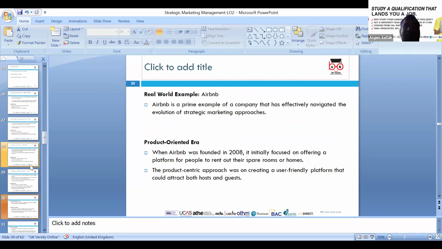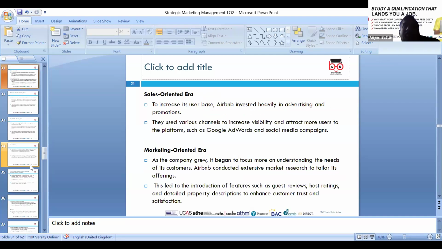We had a discussion about Airbnb and other suppliers. In the product-oriented era, we look at making the product according to the family-centric needs, and according to taste and wishes. Think about Pepsi's cherry flavor, different flavors of Pepsi, diet Pepsi. So these are becoming huge. In the sales-oriented era, to increase its base, Airbnb invested heavily in advertising and promoting. We can look at the marketing-oriented era because a lot of marketing is being conducted, with extensive marketing research, collecting primary or secondary data, increasing the trust, satisfaction, and image of the product.